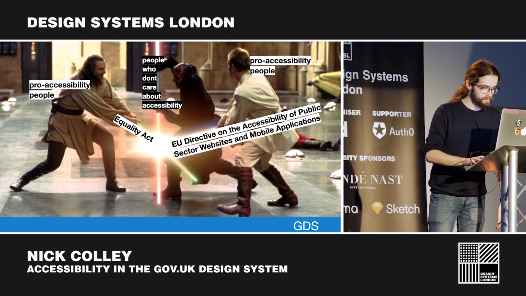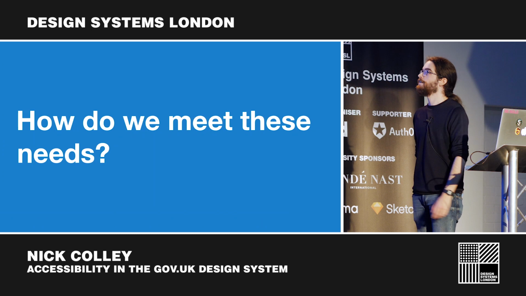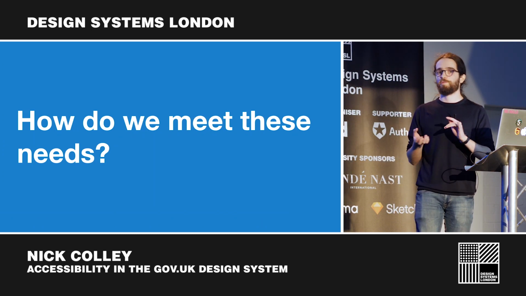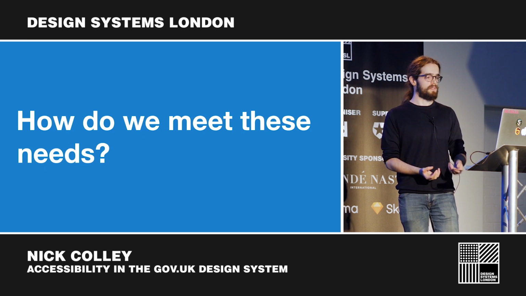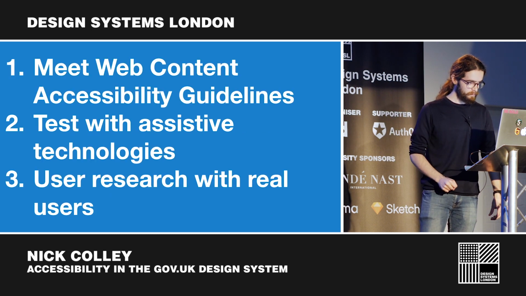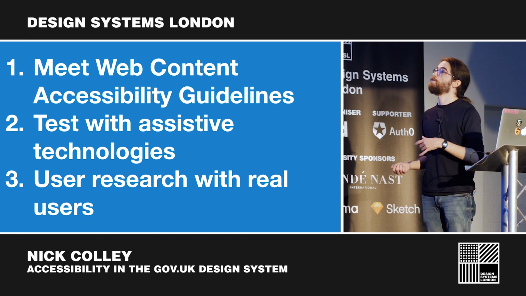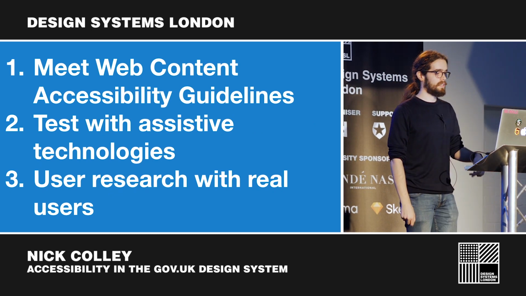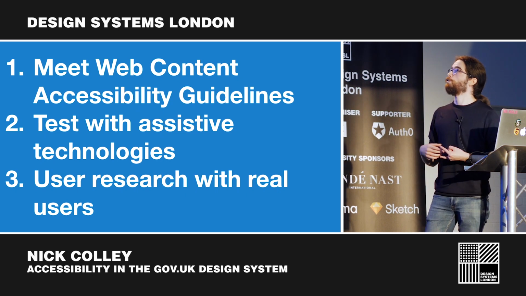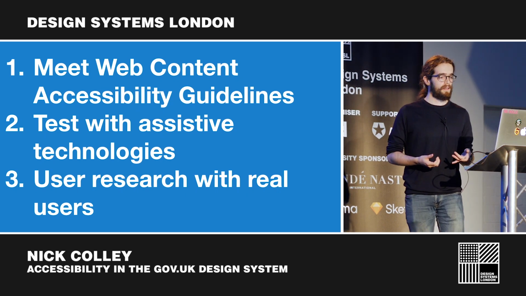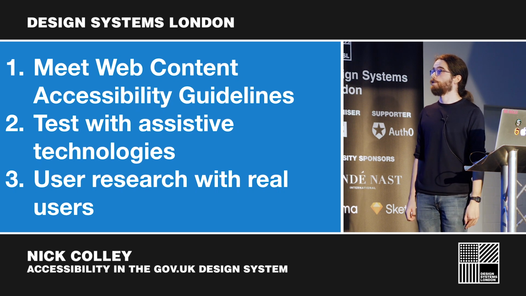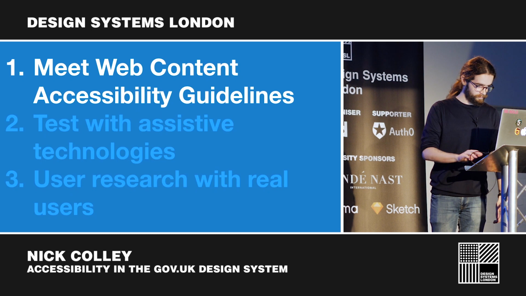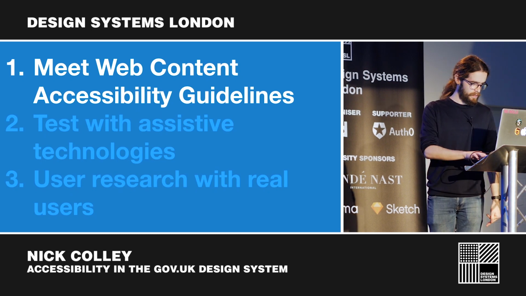So, right, how do we meet these needs? We do a lot of stuff, but I just want to focus on the requirements we give to services. To meet government accessibility requirements, we ask that they try to do these 3 things. Meet the Web Content Accessibility Guidelines, sometimes referred to as WCAG, test with assistive technologies, and do user research with real users. I'm going to go through these one by one.